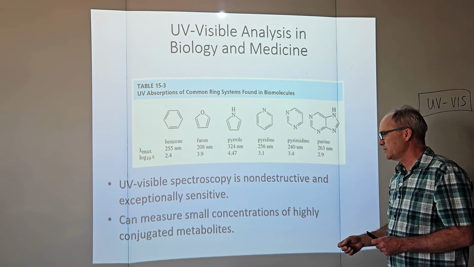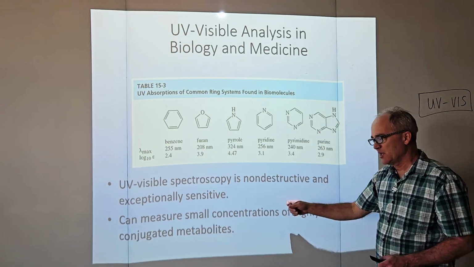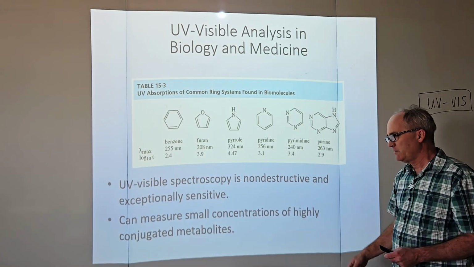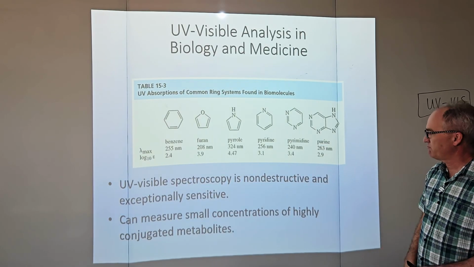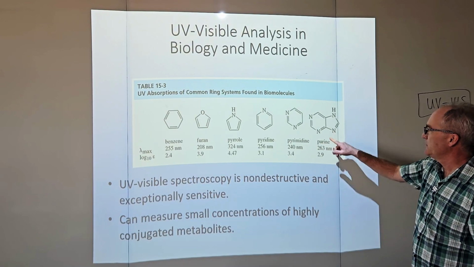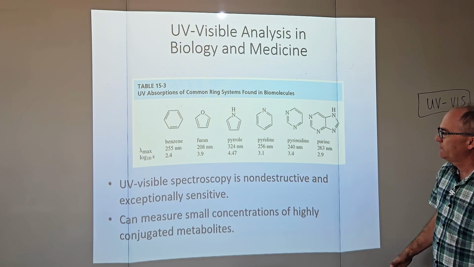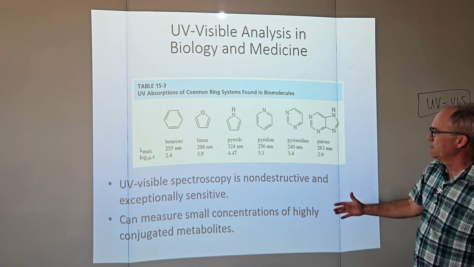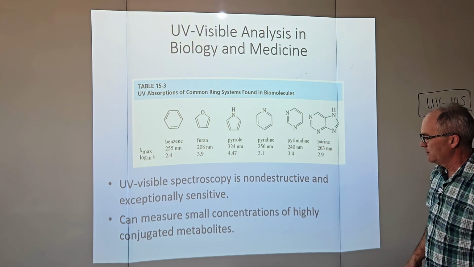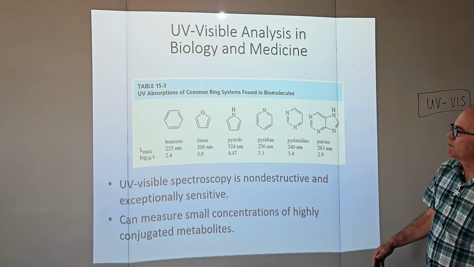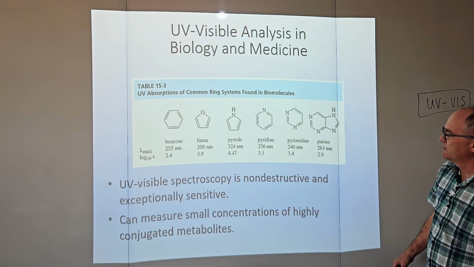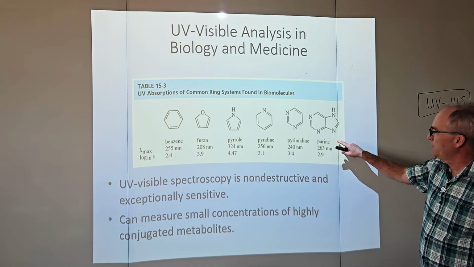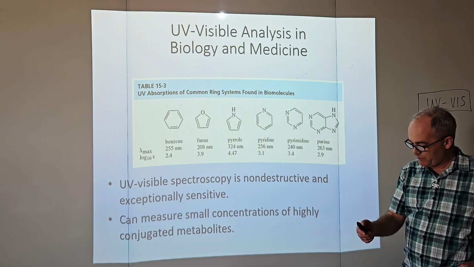UV-visible analysis in biology and medicine. UV-visible spectroscopy is non-destructive and exceptionally sensitive, and we use it to measure concentrations, not to figure out the purines in our sample. But if we have biological samples and we know these things are there, we can use it to quantify various things. Purine, where do you find purine? Yeah, it's one of those bases.